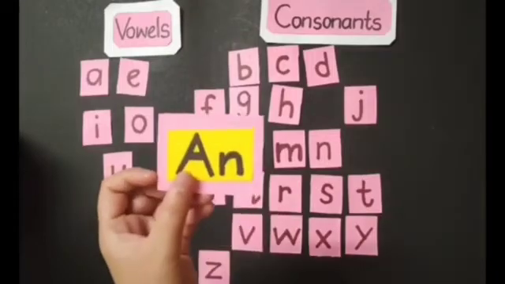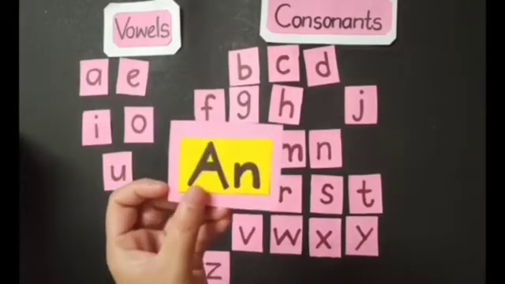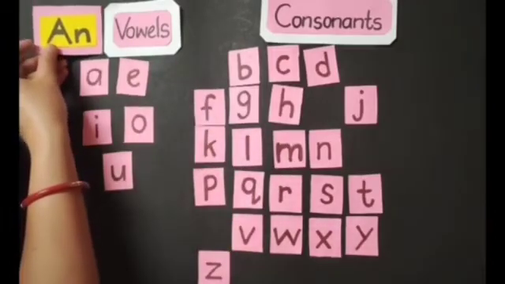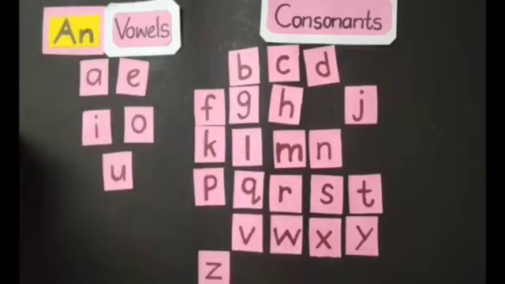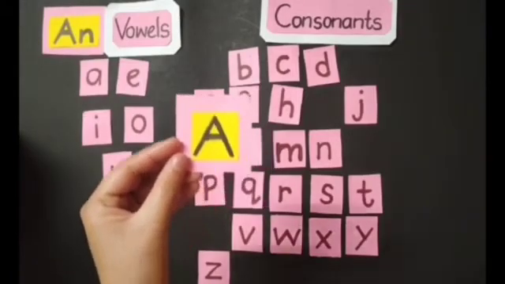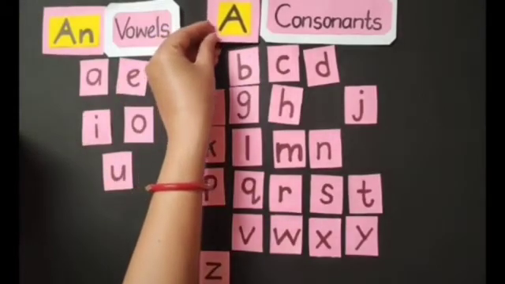This is A and An. An is a very good friend of vowels. This is A. A is a very good friend of consonants. Now kids, let's learn the use of A and An through our workbook.